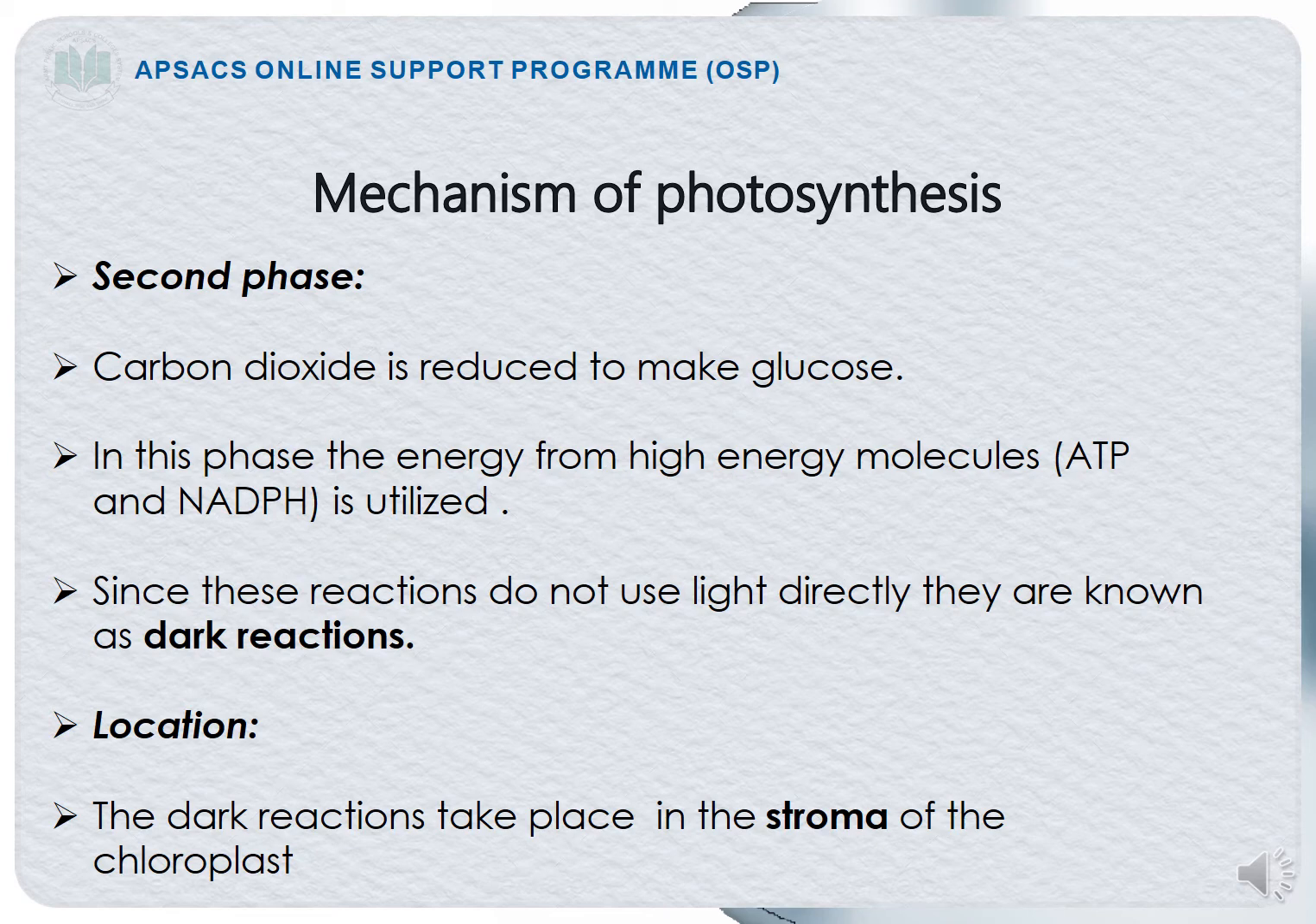How indirectly? Like I have already told you, in the light reaction, when the light energy is captured, from that light energy the ATP and NADPH are produced. When they are produced, they are utilized in this phase. That's why we say that they are using the light indirectly. Now where does the dark reaction take place? It takes place in the stroma of the chloroplast.